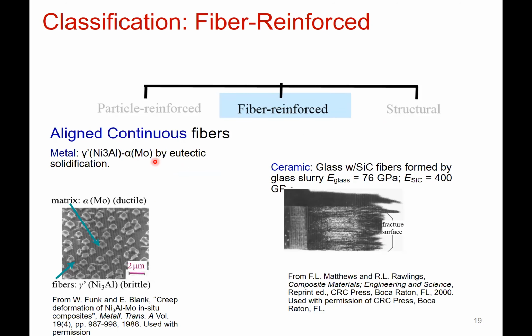When we talk about aligned continuous fibers, you could see here some examples of alpha molybdenum, the nickel aluminum brittle fibers in a matrix of molybdenum that's more ductile here. You can also see here the alignment of silicon carbide glass fibers in this matrix here.